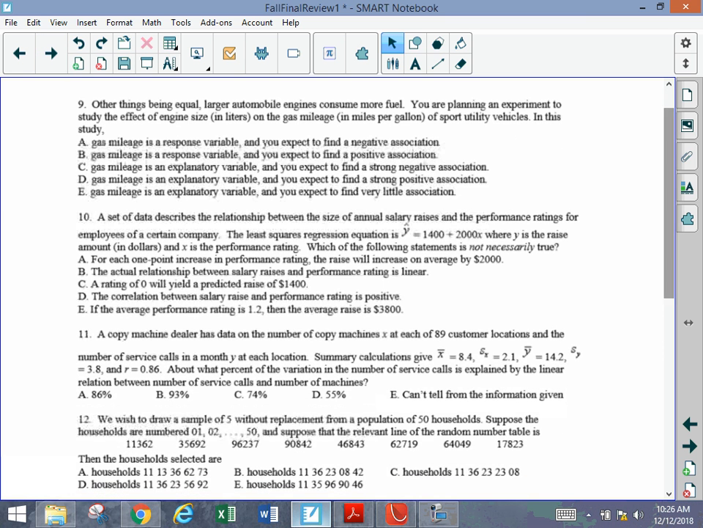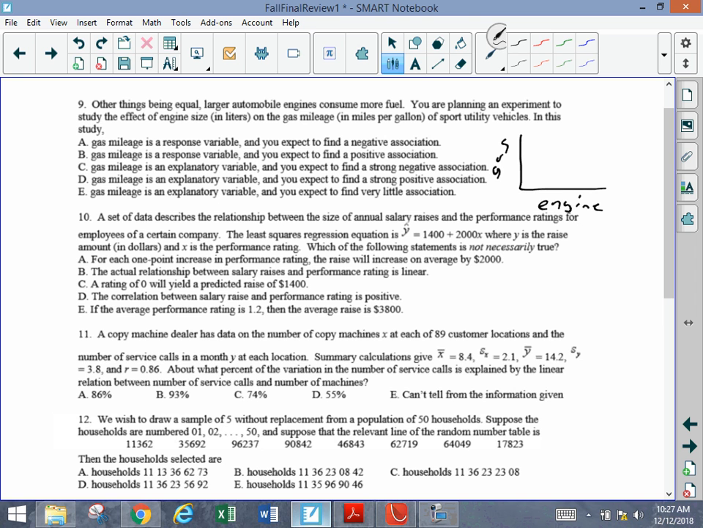All things being equal, larger automobile engines consume more fuel. You're planning experiments to study the effect of engine size in liters on the gas mileage in miles per gallon of sport utility vehicles. In this study, what would you do? You want to know, does engine size affect gas mileage? In other words, can you predict gas mileage based on engine size? That'd be another way to put it, right? In which case you would put engine size here, and you would put gas there, right?